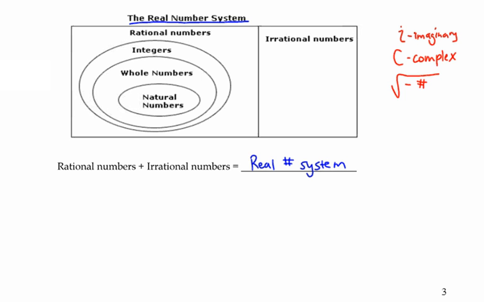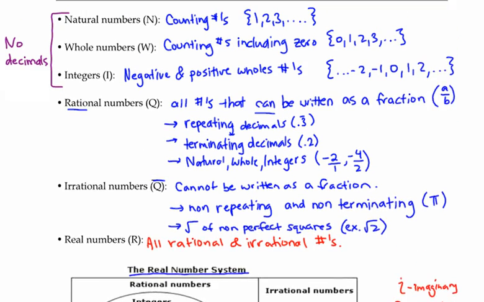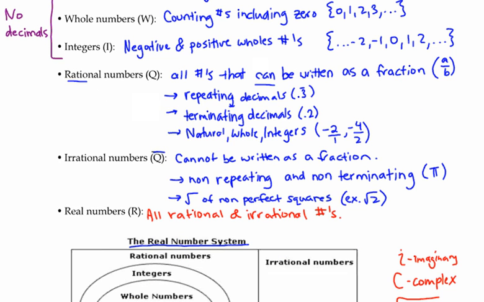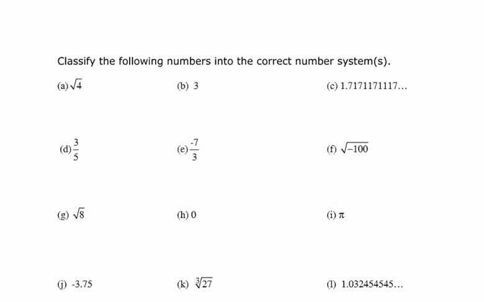Okay, so let's move on to the next page. We're going to classify some numbers using our symbols. These are the symbols: I for integer, W for whole, N for natural. The only ones that are kind of weird are rational and irrational. The reason why they are the symbol Q, does anyone take a guess? Think about fractions or division. Quotient, because it's a quotient. So Q stands for quotient because of that.